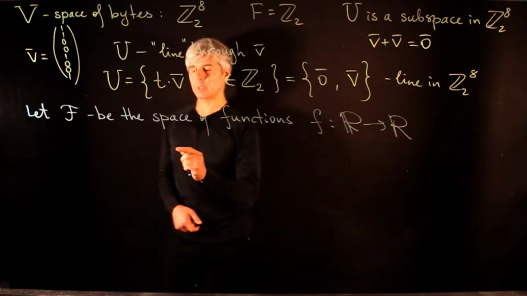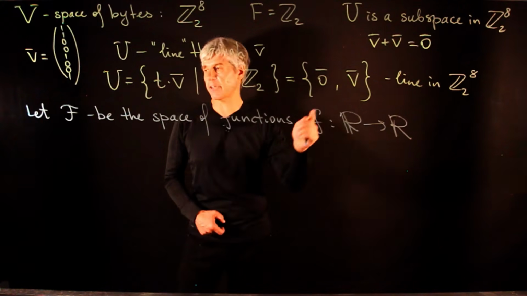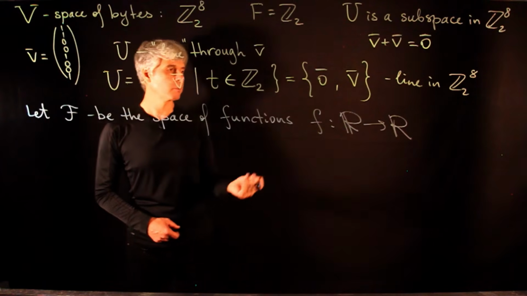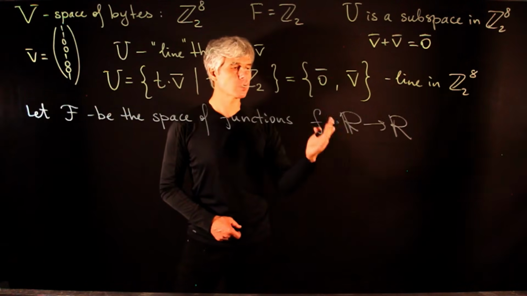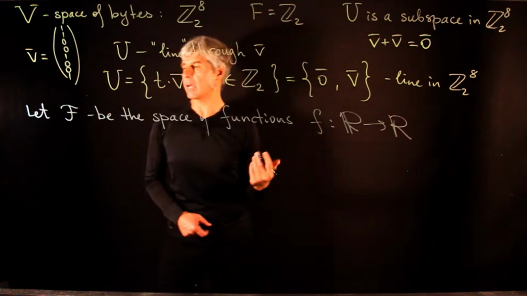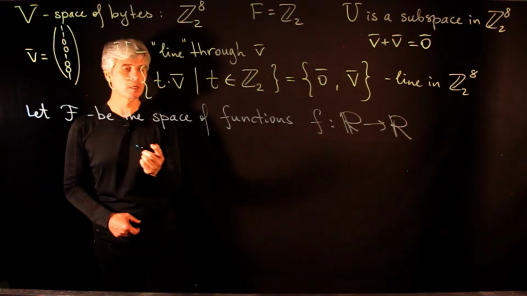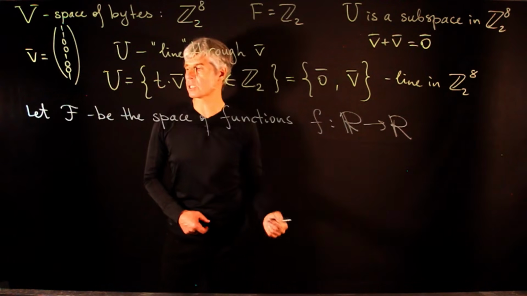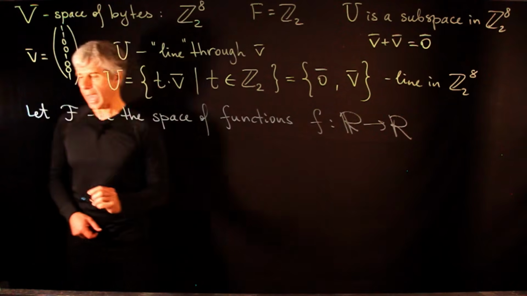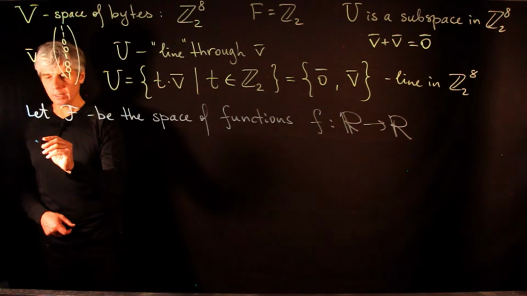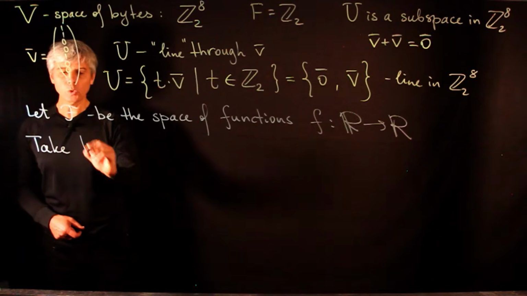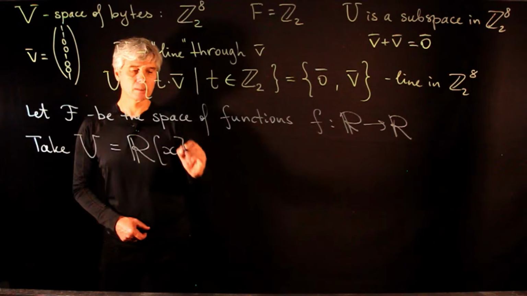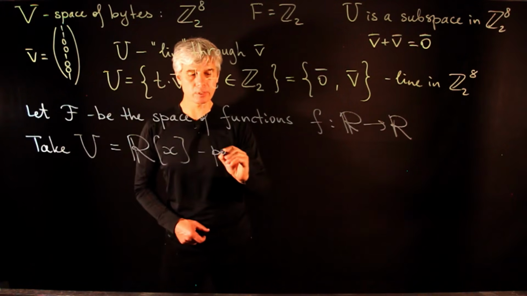Here we treat functions as vectors. And this is a vector space, as we have seen in the previous lecture, because we can add functions: the sum of two functions is again a function. And we can multiply a function by a real number. So this set of all such possible functions is a vector space. And we take U to be R of x. So these are polynomial functions.